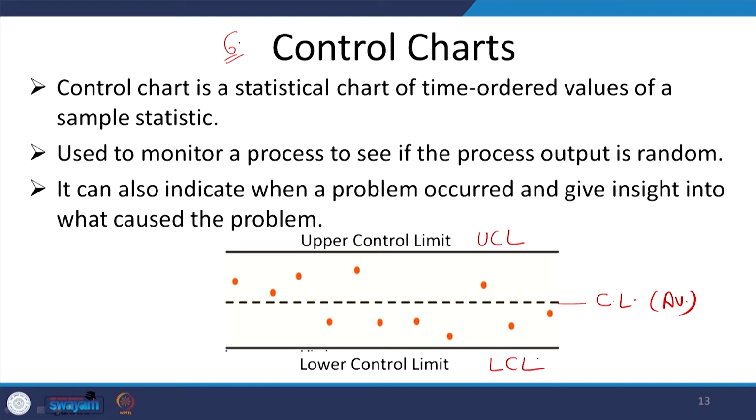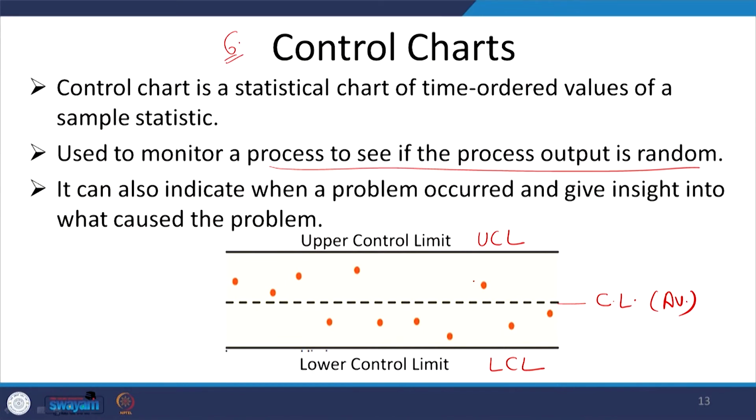Now, these are used for monitoring the process output, and we expect that the process output should be random. There should not be any kind of assignable reasons in the process output. So, these dots are representing the values of our samples with respect to a particular variable or with respect to the attributes over a period of time. So, these values must be within the limits of UCL and LCL.